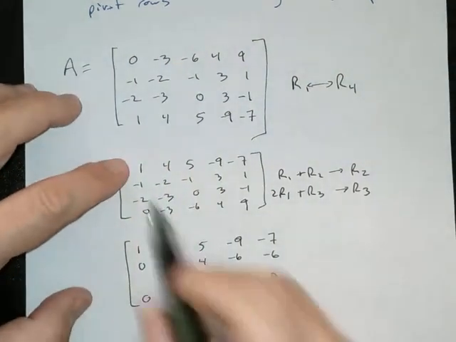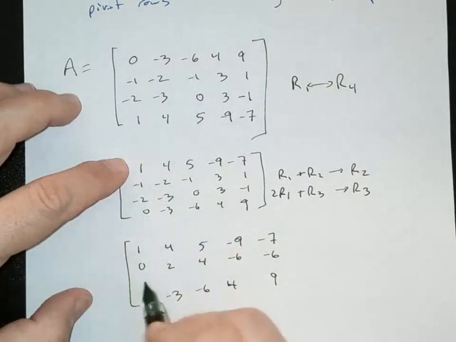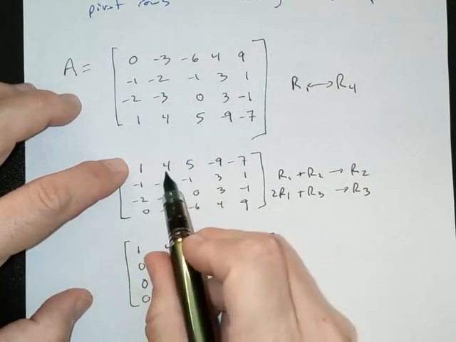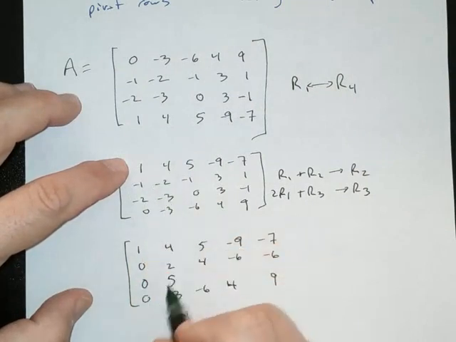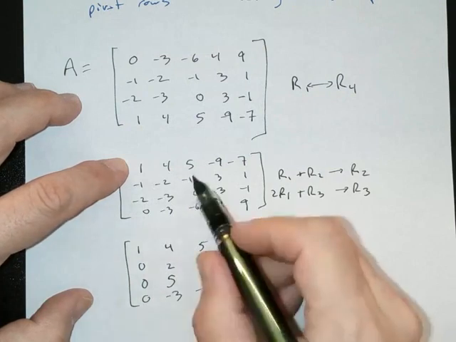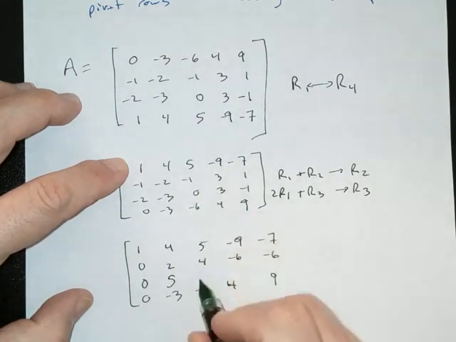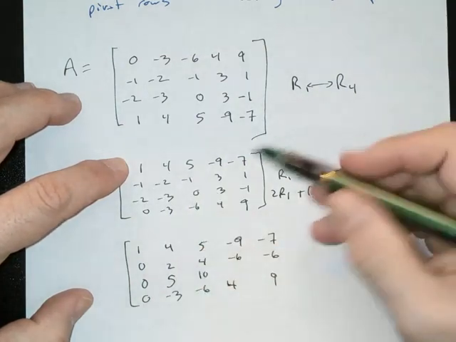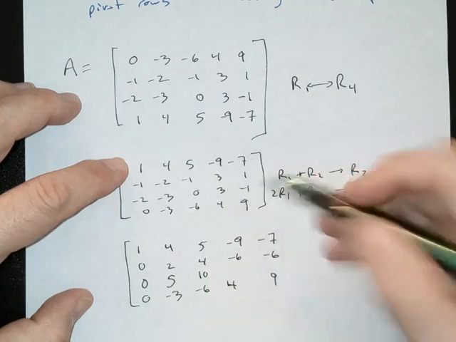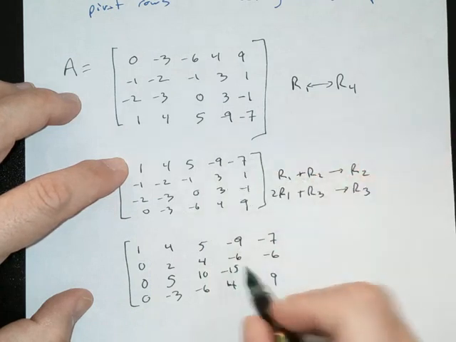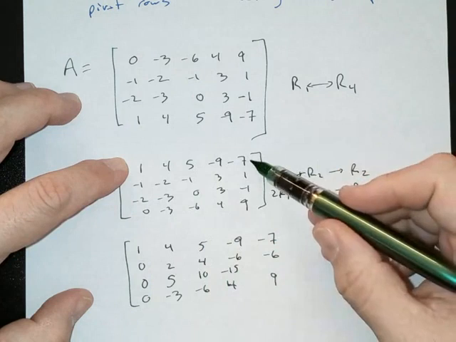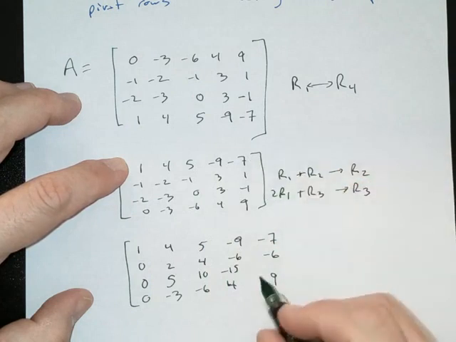Now I've got to do the multiplying by 2. Positive 2 and negative 2 gives me a 0. Positive 8 and negative 3 gives me a 5. Positive 10 and 0. Negative 18 and 3. Negative 14 and negative 1.